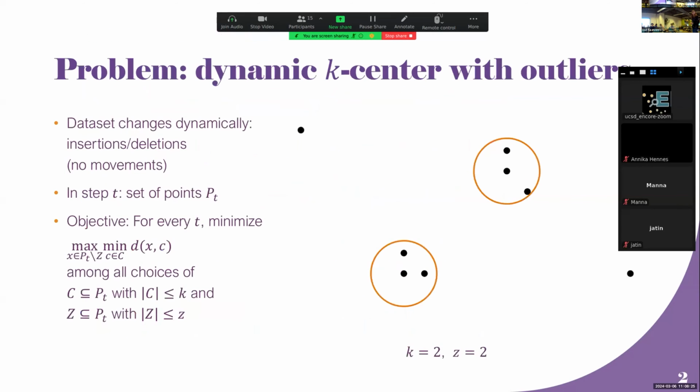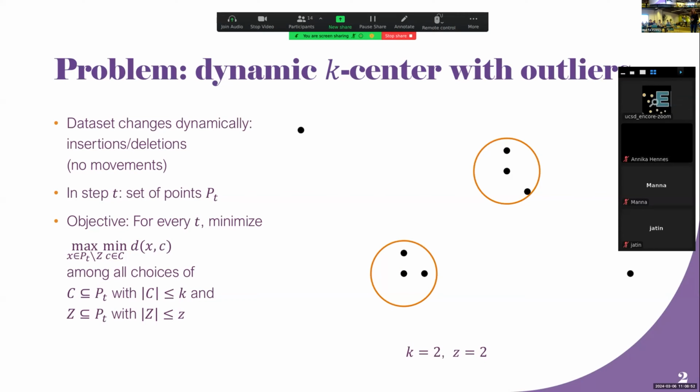Okay, so let me just start by introducing the problem setting that we have. Suppose we have a point set that dynamically changes over time. That means at every time step, we can either insert a new point or delete an existing point in the point set. But we don't have any movements here, although we could essentially mimic this by first deleting and then inserting another point.